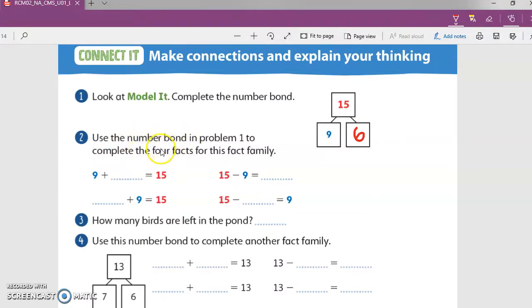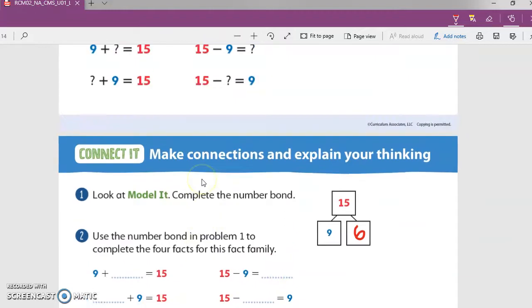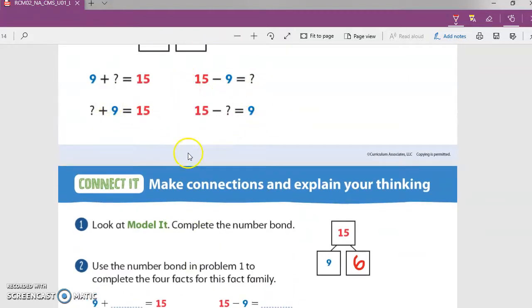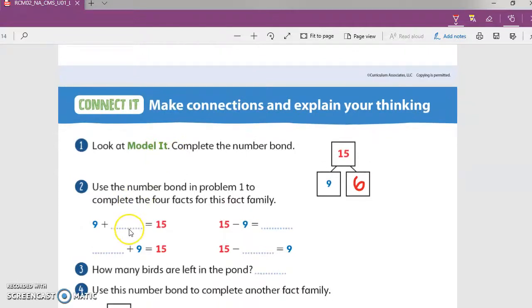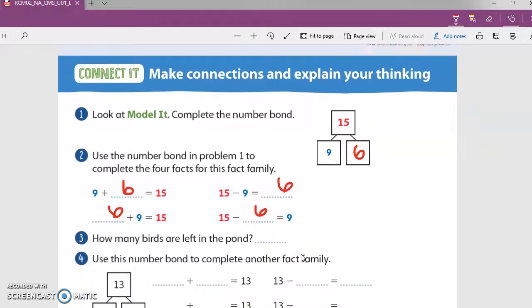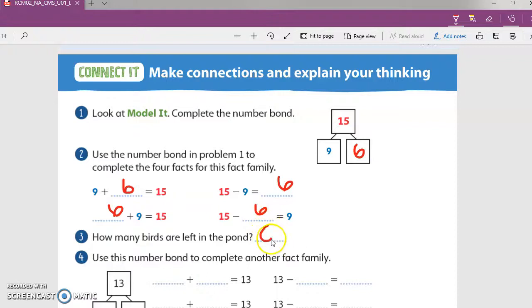Use the number bond in problem 1 to complete the 4 fact families. These four equations are the exact same as these four equations, just where the question mark is, there is a dotted line. Well, what is the missing number that we already figured out? It is 6. So 9 plus 6 equals 15. 6 plus 9 equals 15. 15 minus 9 equals 6. And 15 minus 6 equals 9. How many birds are left in the pond? There are 6 birds.